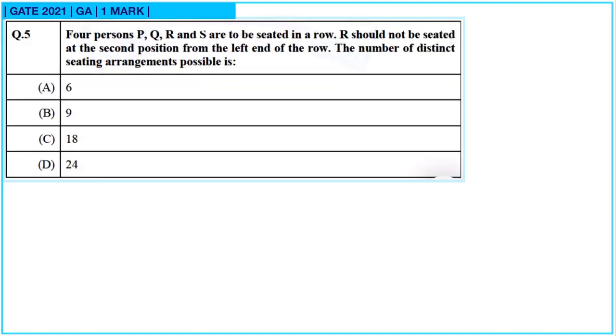Question 5. 4 persons P, Q, R, S are to be seated in a row. R should not be seated at the second position from the left end of the row. The number of distinct seating arrangements possible is. So if there are 4 people and 4 seats, then we can calculate total combinations. So here for the first seat there are 4 ways. For the second seat 3 ways, next 2 ways and 1 way. So total there are 4 into 3 into 2 into 1. That means 24 such combinations for these 4 people to sit on 4 seats.